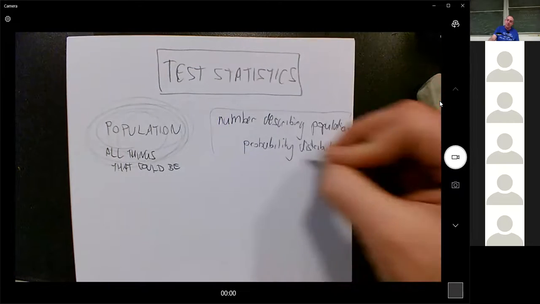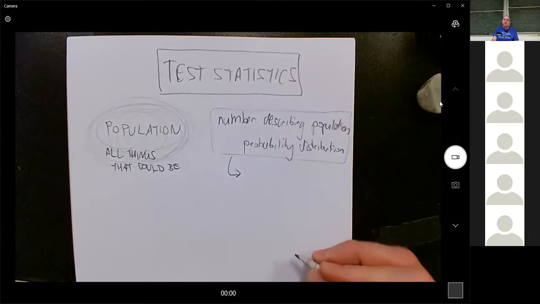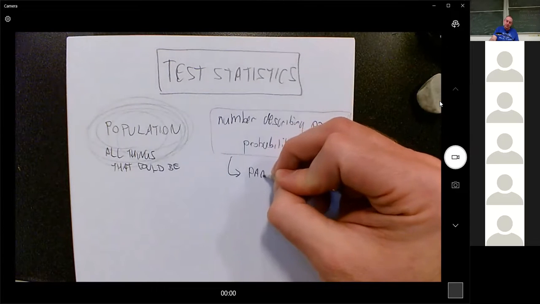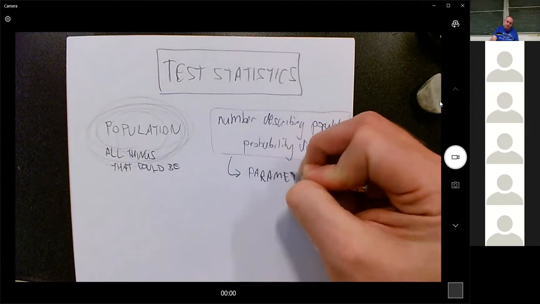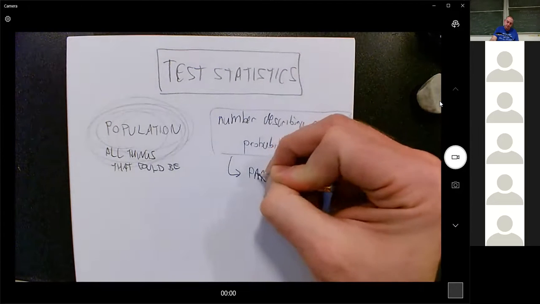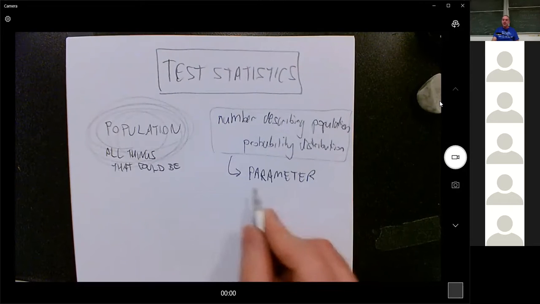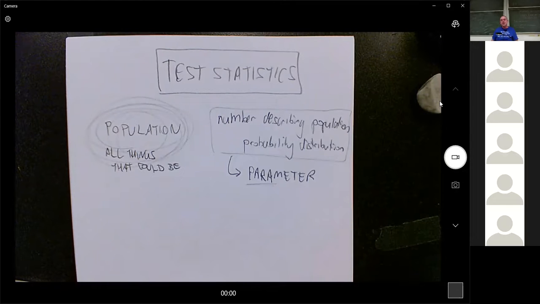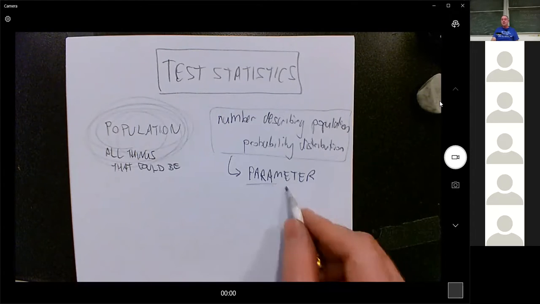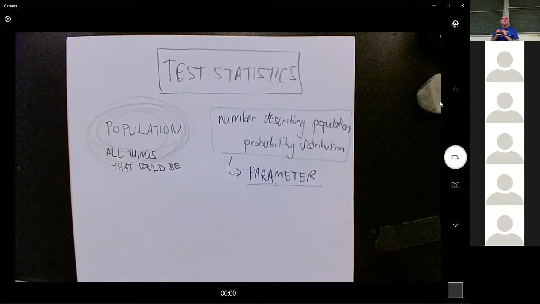So a number that describes the population's probability distribution is called a parameter. The word parameter literally means next to measurement. Para means next to or following, or similar to, and meter means measurement. So it means a measurement that follows the population. Like a paramedic is next to the medics.